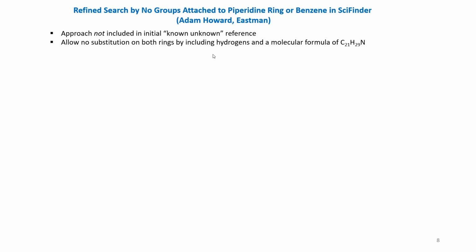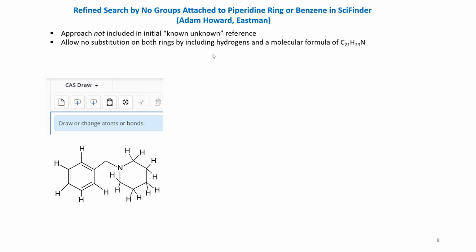So we allowed no substitution of both rings by including hydrogens and a molecular formula, by putting the hydrogens on the rings, which allowed no substitutions to occur. And so we limited using this substructure here to refine the searches that we found by molecular formula, to hopefully narrow the number of possibilities.